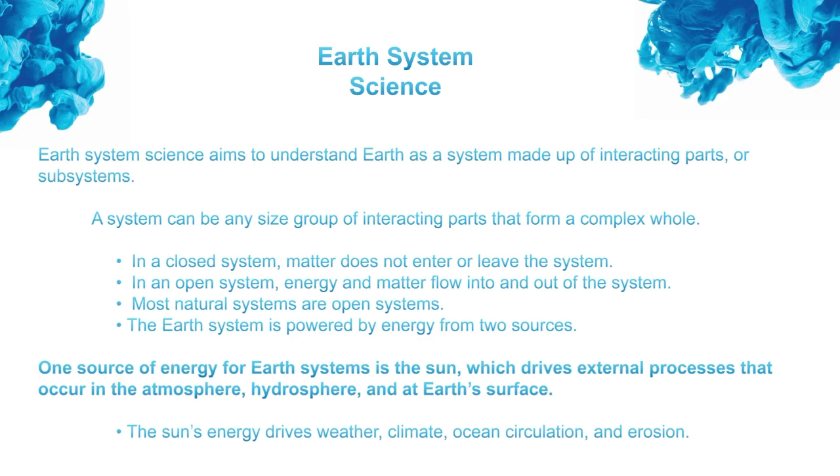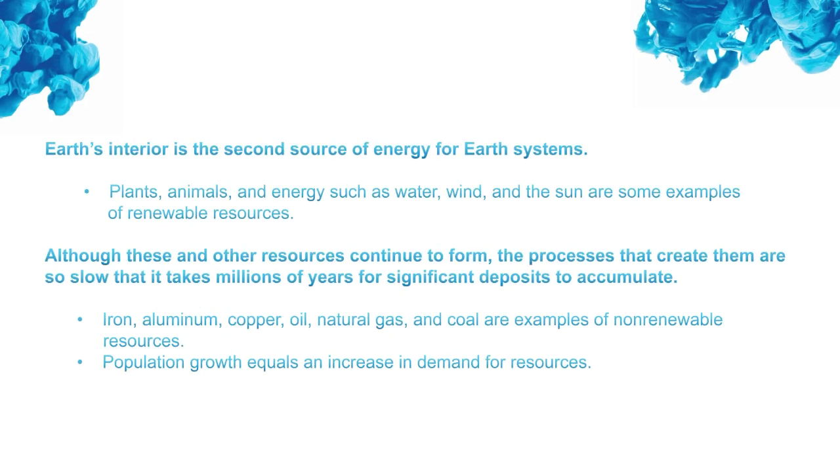The Earth system is powered by energy from two sources. One source of energy for Earth systems is the Sun, which drives external processes that occur in the atmosphere, hydrosphere, and Earth's surface. The Sun's energy drives weather, climate, ocean circulation, and erosion. Earth's interior is the second source of energy for Earth systems.